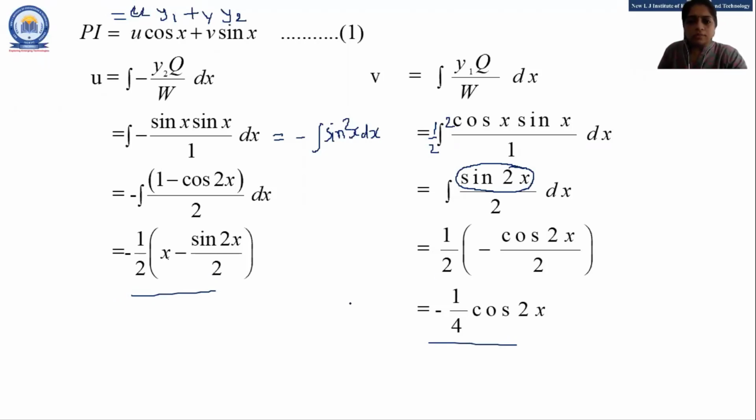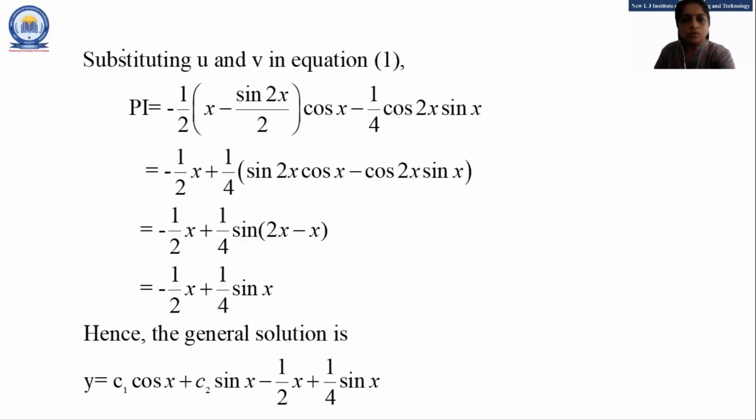Now I'm going to substitute this U and V in this equation 1. So substituting U and V in equation 1, this is minus 1/2 x minus sin 2x upon 2 into cos x. This is the value of U into cos x, minus this one is the value of V into sin x. After simplification, I have minus 1/2 x. This is minus minus plus, so 1 by 4 sin 2x into cos x. This is again minus 1 by 4.